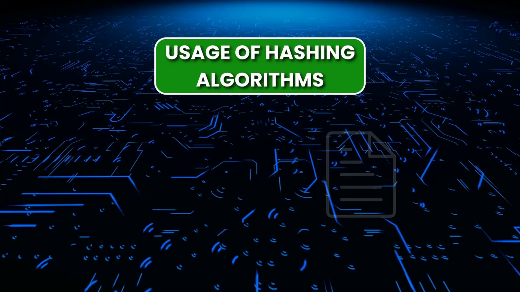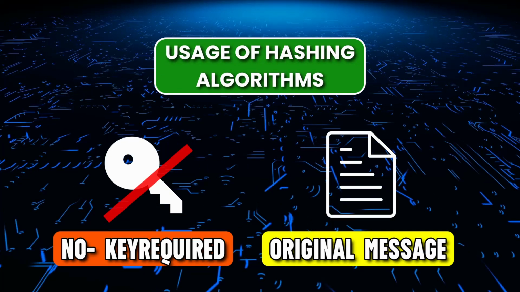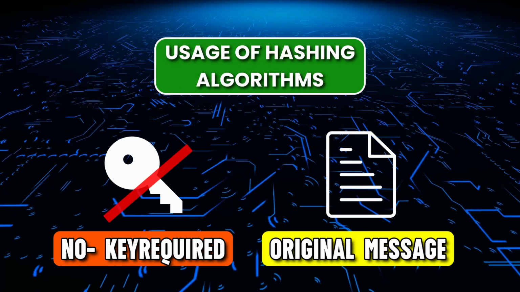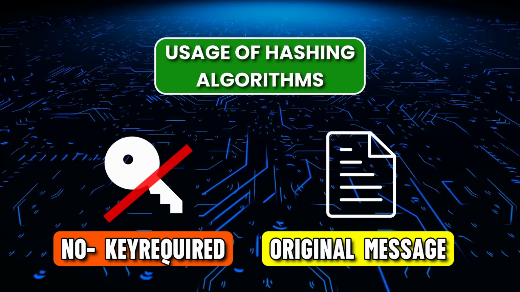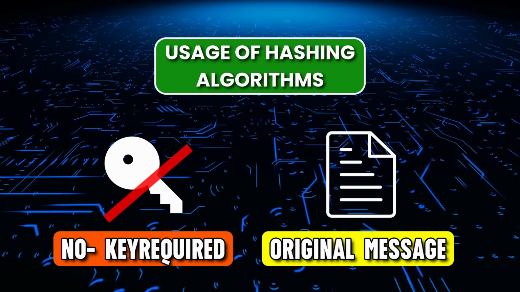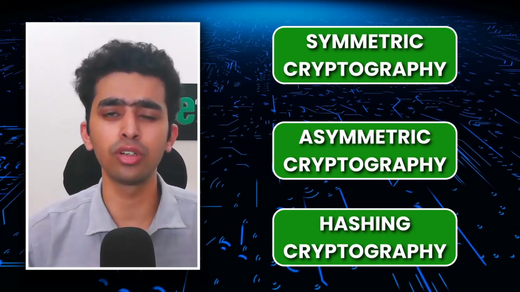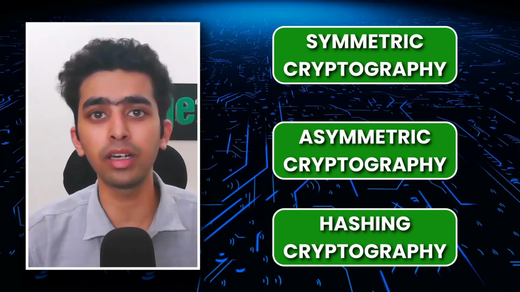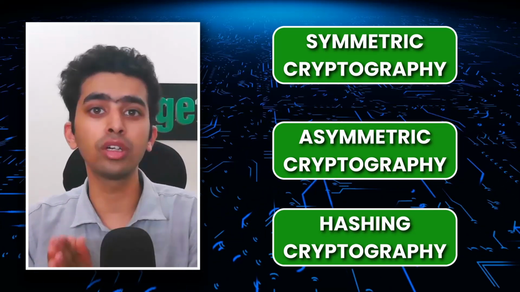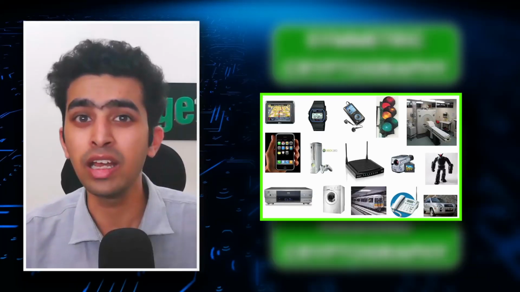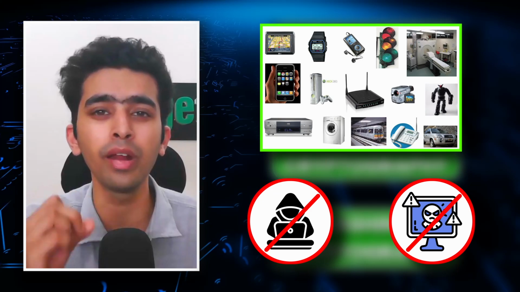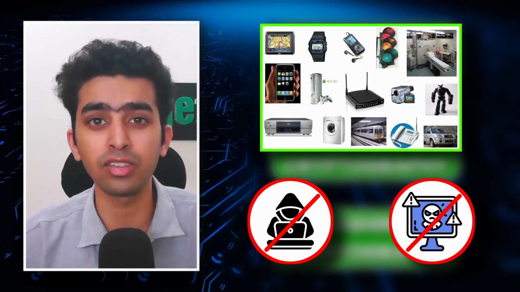And in terms of the usage of hashing algorithms, there is no key required. Only the original message or the data whose hash output value has to be generated, and the type of SHA algorithm that we are going to use. Now, all these three cryptography ciphers, hashing, symmetric, and asymmetric, as briefed, are used for different cybersecurity standards, cryptography or security protocols for securing our products from hacks and cyber attacks.